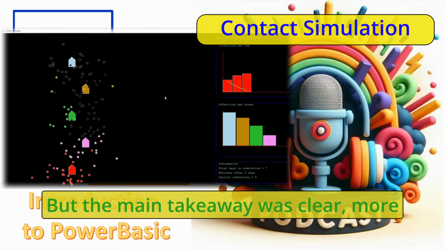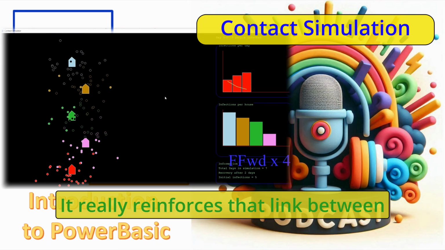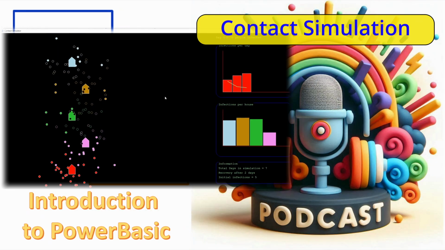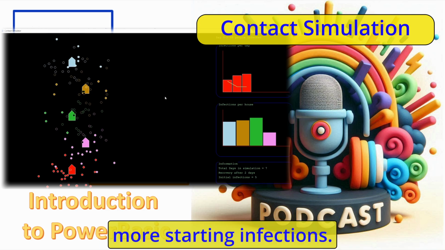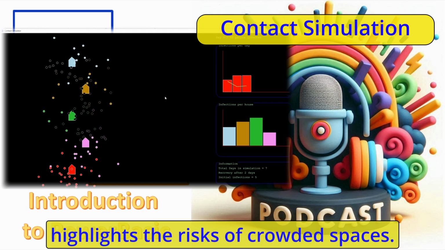But the main takeaway was clear. More crowding equals quicker, more extensive spread. It really reinforces that link between population density and transmission speed. More virtual bodies packed in, more starting infections. Yeah, perfect storm for rapid spread. Highlights the risks of crowded spaces.